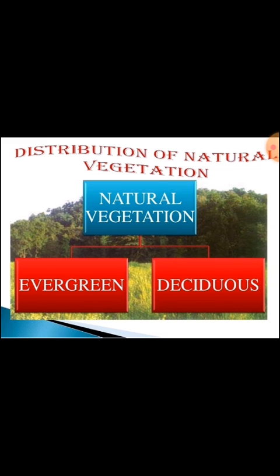Distribution of natural vegetation. Natural vegetation can be divided in two parts: evergreen natural vegetation and deciduous natural vegetation.